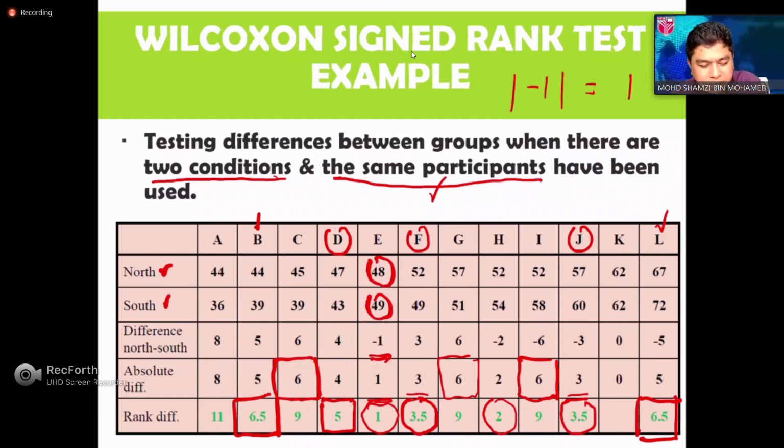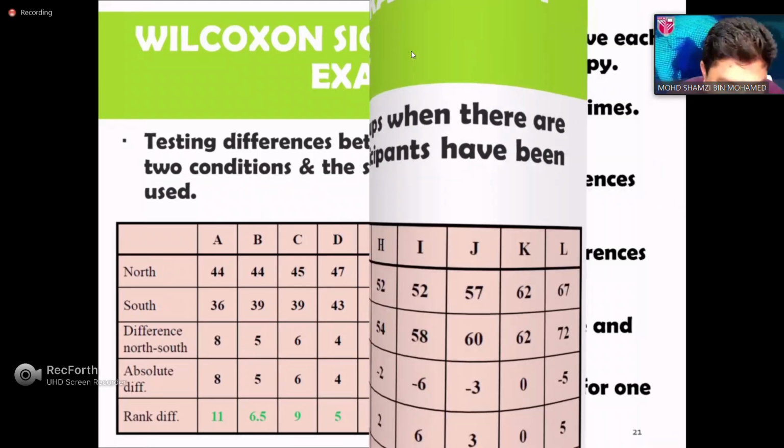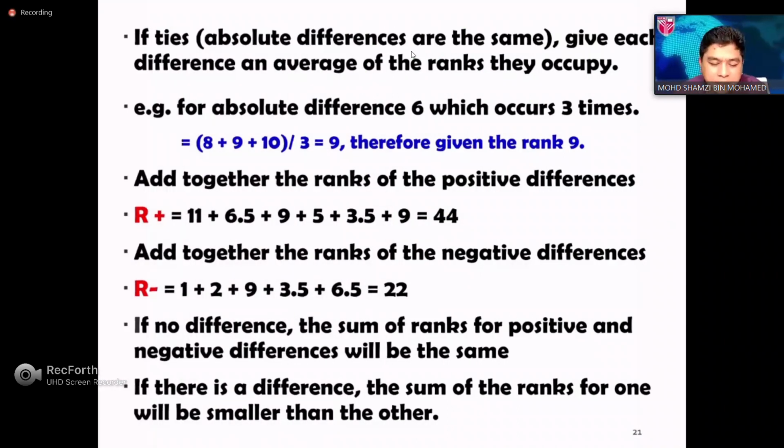So if there are ties, where the absolute differences are the same, give each difference the average of the ranks that they occupy. For example, an absolute difference of 6 occurs 3 times, which occupies rank number 8, number 9, number 10. The 3 specimens share the same rank, so you divide by 3, and you assign 9 to each of them.